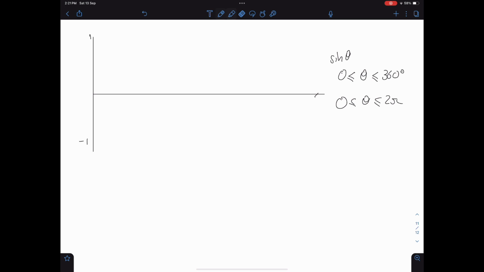I haven't done it very well. I'll try and do it again. Something like that. Doesn't have to be perfect. So that's pi, that'll be 2 pi, or 360 degrees. And this is 180 degrees. Up here that's 90 degrees, or pi over 2. And here is 3 pi over 2, or 270 degrees.